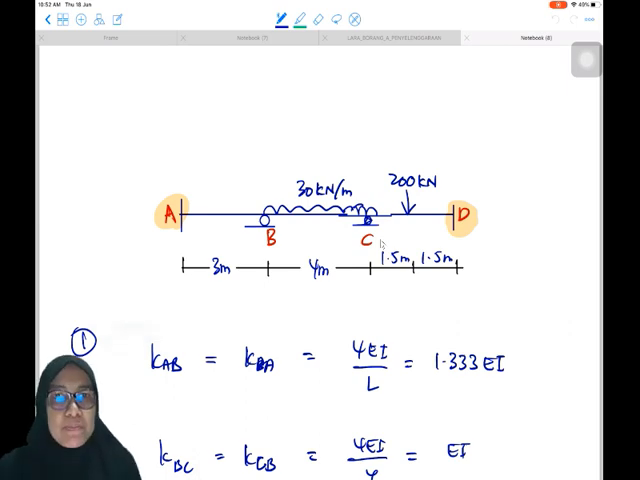Okay, this is part 3 of discussion on the beam analysis using moment distribution method.